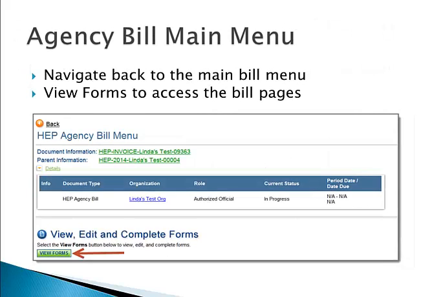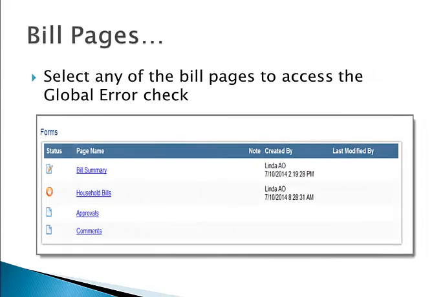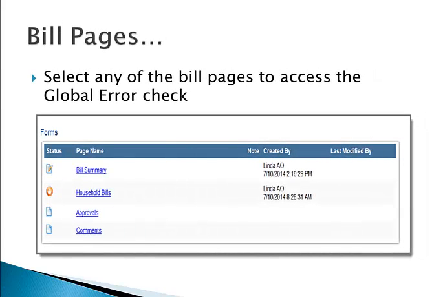So we go back to the main bill menu, and now here we want to, under the View, Edit, and Complete Forms section, select the green View Forms button to access the client bill pages. So here we are. You can select any of the bill pages to access the global error check. You could go to Bill Summary, Household Bills, even Approvals or Comments.